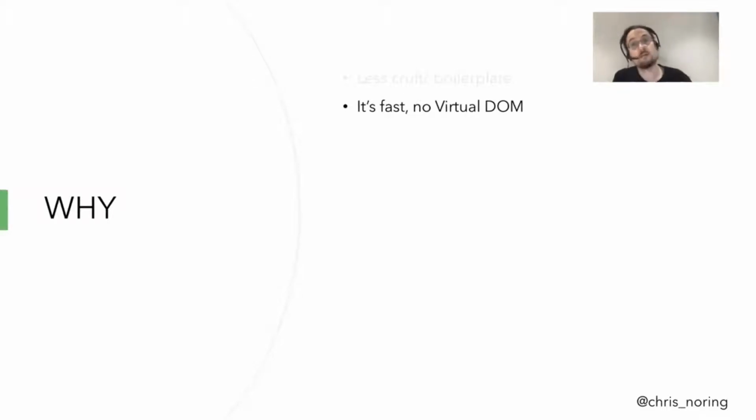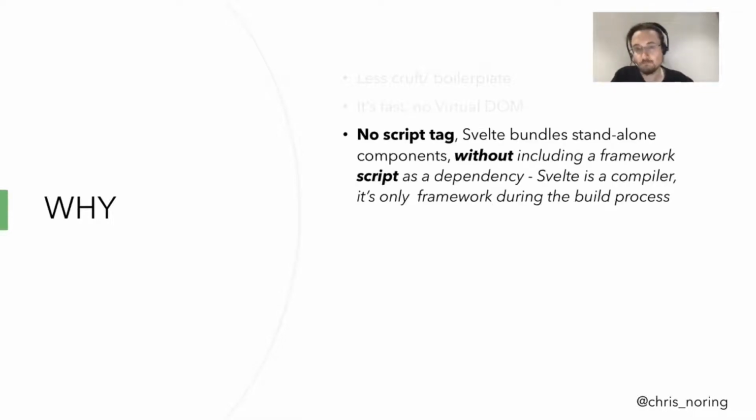It's fast. It doesn't have a virtual DOM. Whether that is bad or good can be discussed, but it is fast. It also doesn't have a script tag. So Svelte bundles standalone components without including a framework script as a dependency. What that means is that Svelte will compile your code into a state where it's all vanilla JavaScript. So you will never see that reference towards a Svelte script tag. Now, that might be the case with a lot of the modern SPAs nowadays, but just for information.